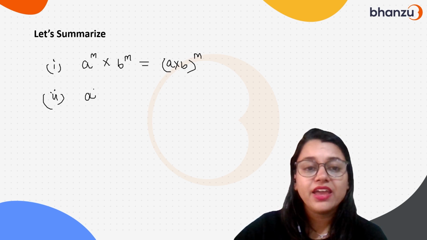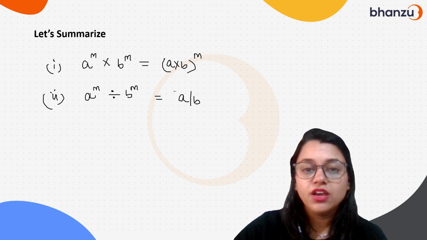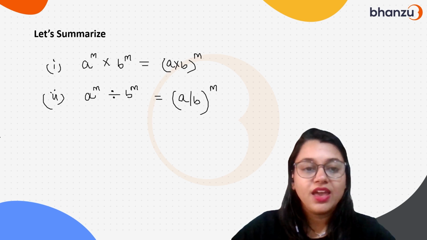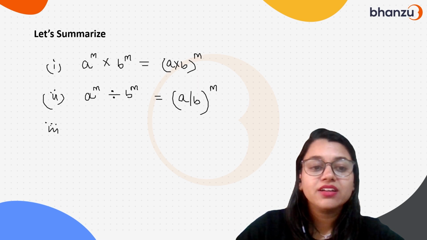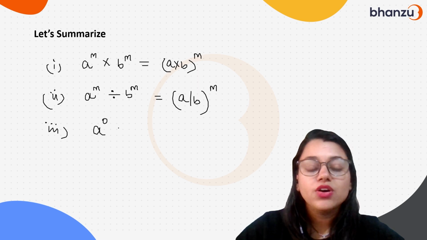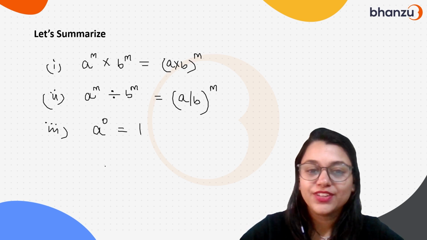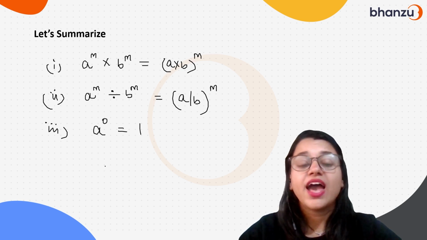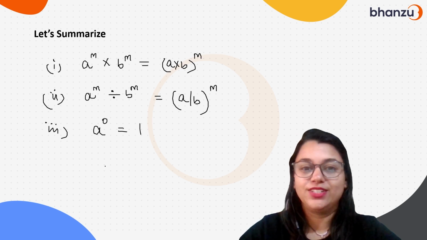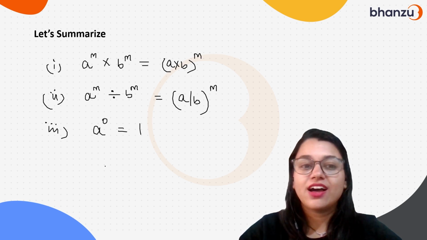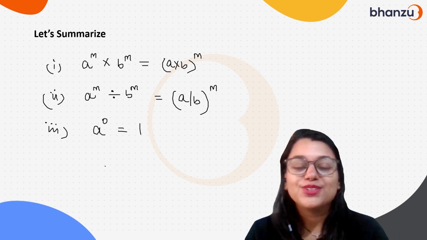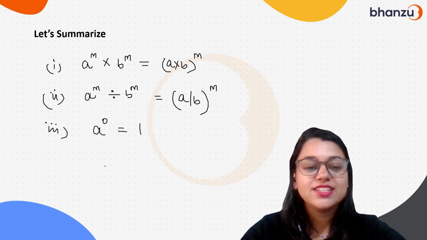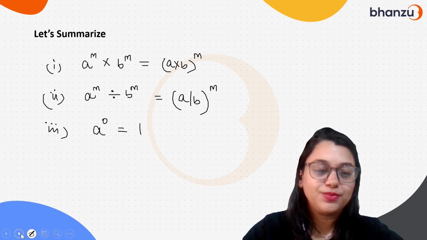Similarly, we saw that a raised to the power m divided by b raised to the power m can be written as a divided by b whole raised to the power m. And the third law that we discussed here is a raised to the power 0 is equal to 1, where a is a non-zero integer. Alright? So we discussed these laws and we solved some questions related to these laws. So that's all for today's class. But there is much more to discover about exponents and powers that we will see in the next video.